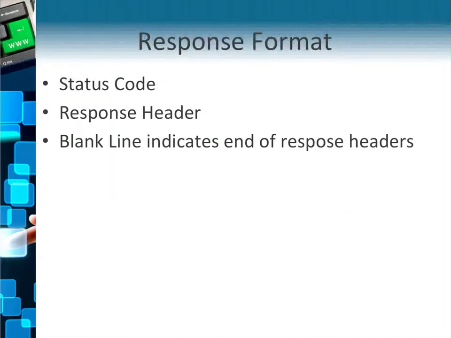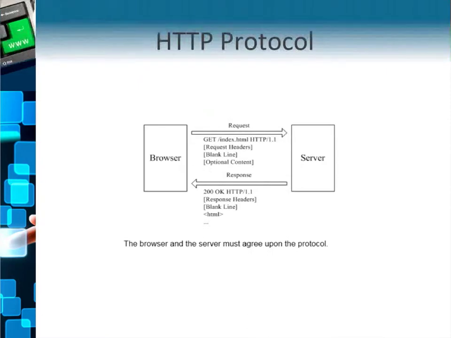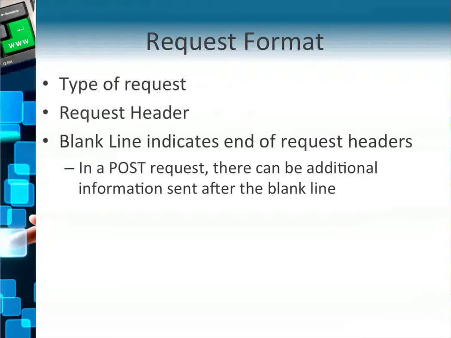Same thing for the response format. We have the status code, response header, and blank line. So let's go back to the image here. We're sending here a GET. This is the request. We're sending some request headers. And then the response is 200. Okay, so that's the status code. And it's sending back some response headers with a blank line at the end. And then the HTML code.